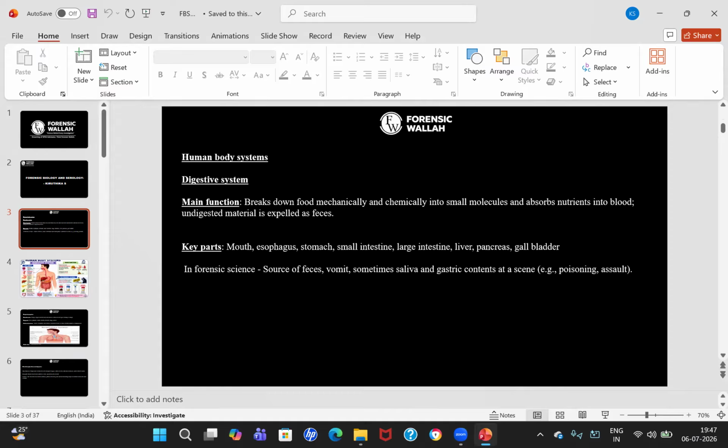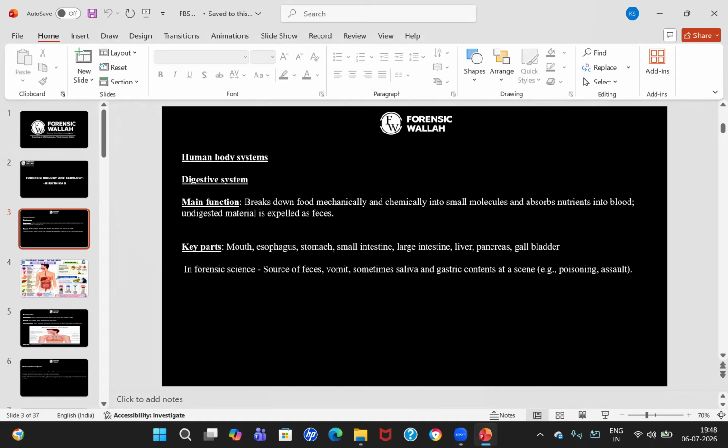The main thing is that we'll be discussing the human body system. Coming to the digestive system, its main function is to break down the food mechanically. When you're eating, the mastication of food happens in your mouth. The first step of digestion takes place in your mouth itself. You grind your food and it breaks down into smaller molecules. From the mouth it goes to the esophagus, the stomach, then the small intestine, the large intestine, and through the anus it comes outside as fecal matter.